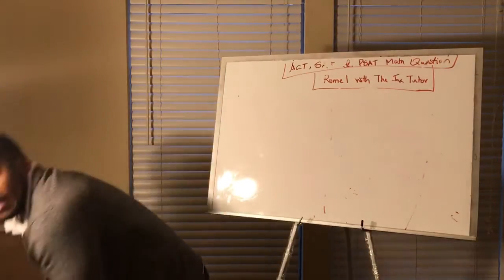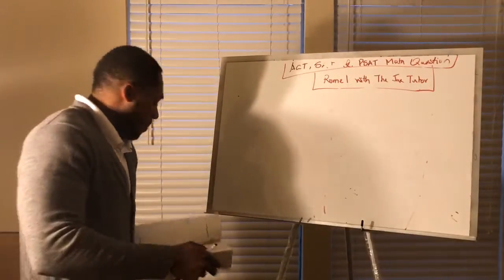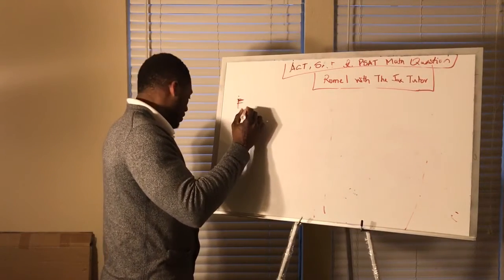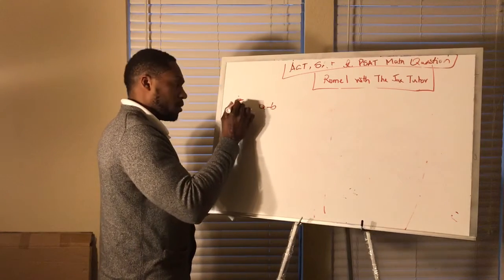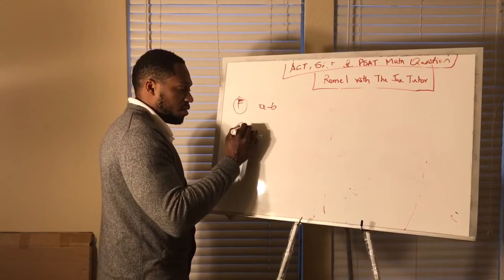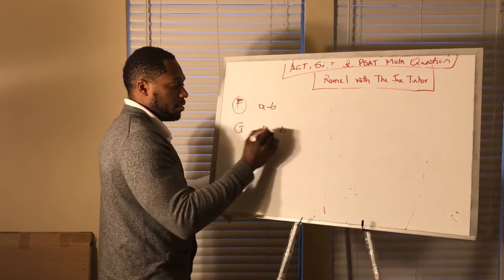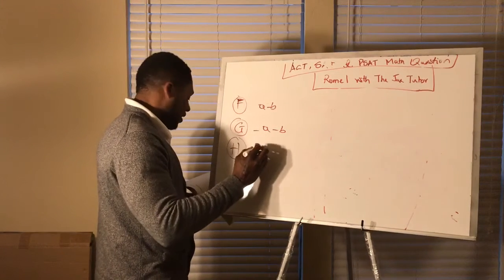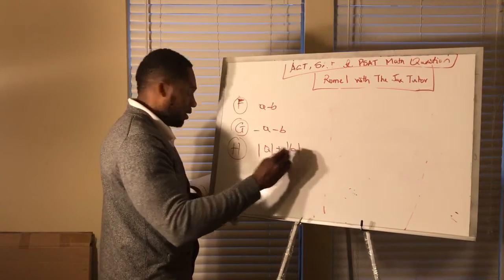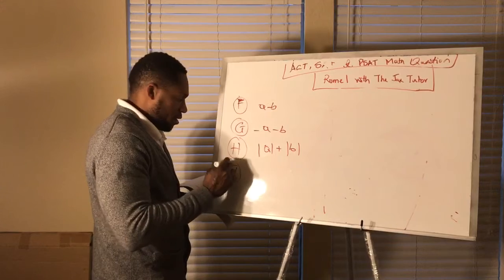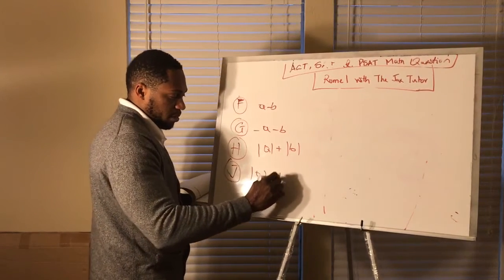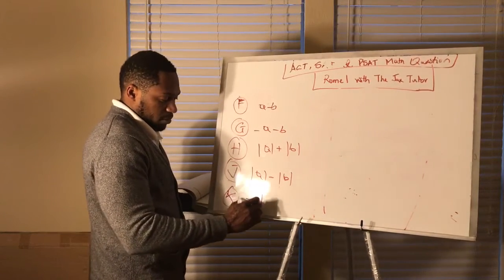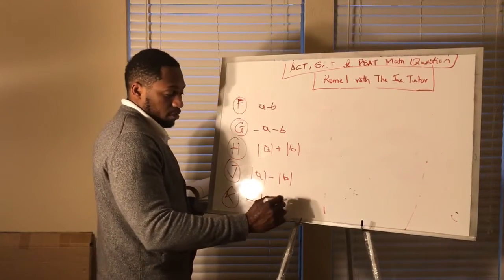So basically, what they say is, we have 4 answer choices: F, A minus B, G, minus A minus B, H, absolute value of A plus absolute value of B, J, absolute value of A minus absolute value of B, K, minus absolute value of A minus absolute value of B.